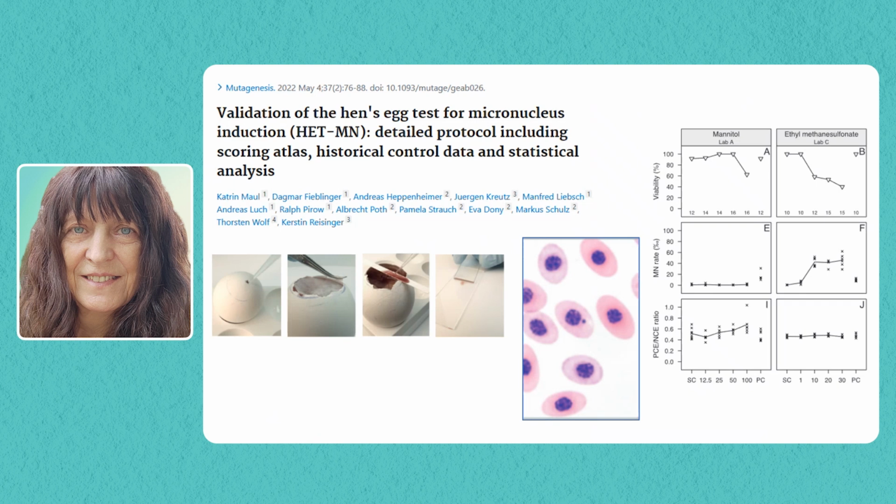And it looks like this, and because hens are birds, the erythrocytes have a nucleus, and here you can see a little micronucleus. This is an example of what it might look like. If you look at the data, there's mannitol, a negative control, and then there's ethylmethane sulfonate, a positive control. And you can see here the micronucleus rate, and the negative control is negative, and the positive control shows a dose response type curve.